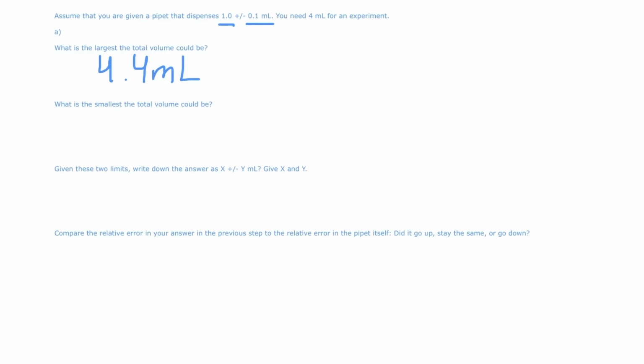Well, this is similar to the first part, but now we're just using the negative error. So the smallest possible volume that we can get in the first measurement is going to be 0.9 milliliters. And now if we carry that through after 4 measurements, the pipette's going to give us 3.6 milliliters if we're taking 0.9 every time. So the smallest the total volume could be is 3.6 milliliters.